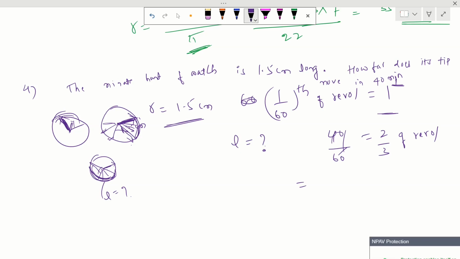Okay, understood. So 1 by 60 is one revolution. In 40 minutes, we have 40 by 60, which means 2 by 3 of a revolution. A revolution contains 360 degrees, right? So one revolution is 360 degrees, therefore we can write 2 pi. So this is 2 pi, right? 2 by 3 into 2 pi.